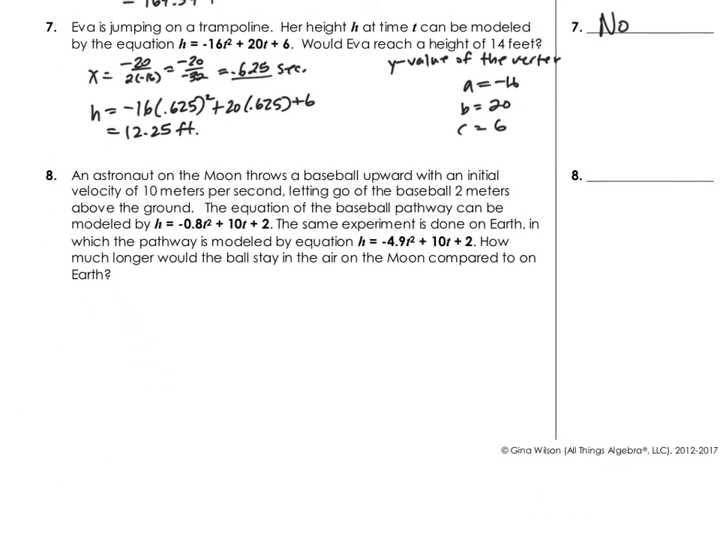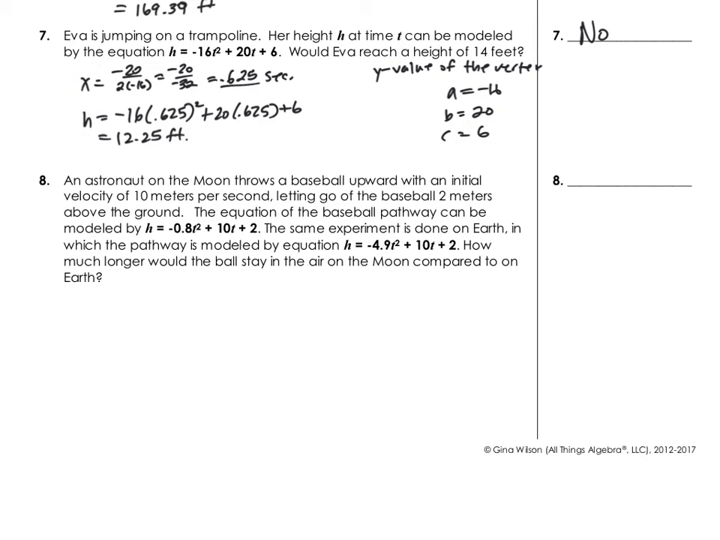And last but not least, an astronaut on the moon throws a baseball upward with an initial velocity of 10 meters per second. Letting go of the baseball 2 meters above the ground, the equation of the baseball pathway can be modeled by h equals negative 0.8t squared plus 10t plus 2. The same experiment is done on Earth, in which the pathway is modeled by the equation h equals negative 4.9t squared plus 10t plus 2. How much longer would the ball stay in the air on the moon compared to the Earth?